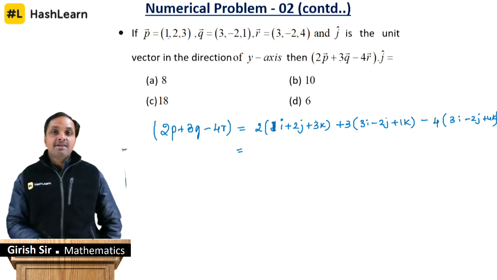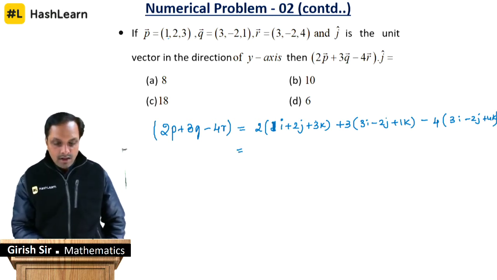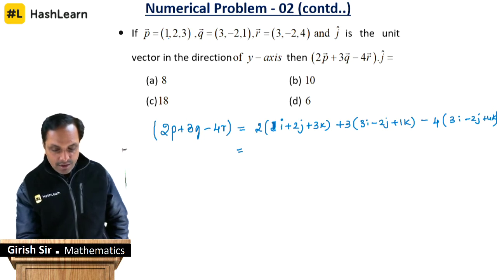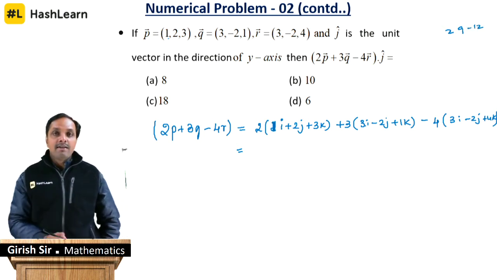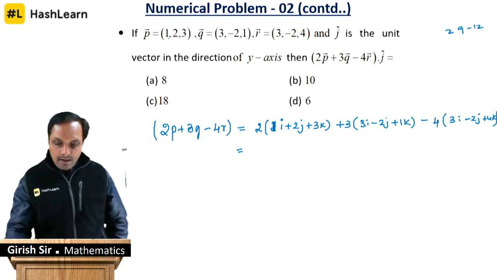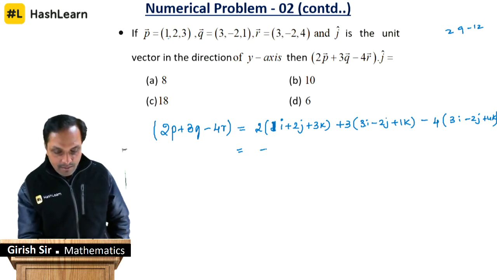Chalo, let me start multiplying with the i coefficients. Your i coefficient: 2 into 1 is 2, 3 into 3 is 9, and minus 12. What will that give you? 9, 10, 11 minus 12, that will give you minus 1i.